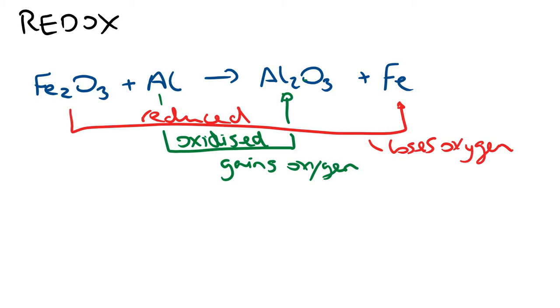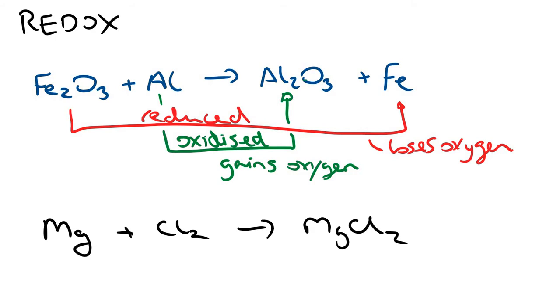The next thing we're going to look at is how oxidation and reduction happen involving electron transfer reactions. So we're going to look at what happens when you react magnesium with chlorine, for example. We know that magnesium reacts with chlorine to form magnesium chloride. Magnesium forms a 2+ ion, and chlorine forms a chloride ion. So we're going to look at this in terms of electron transfer.